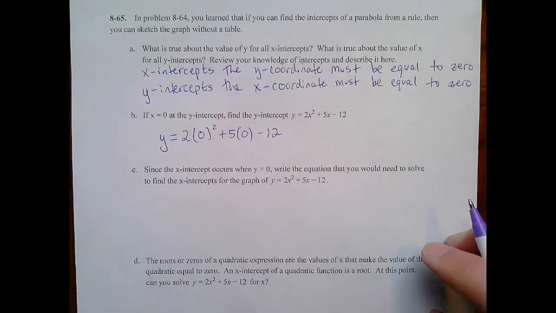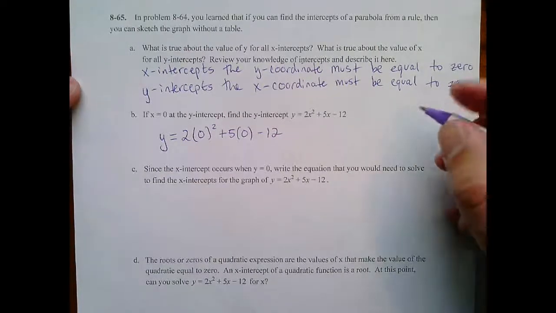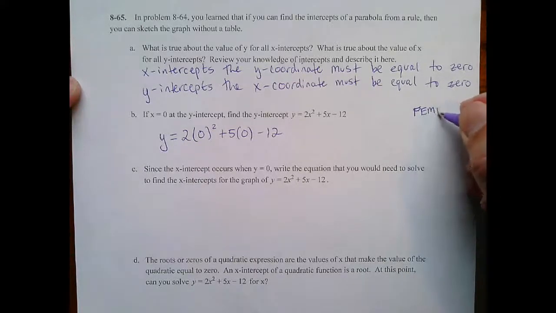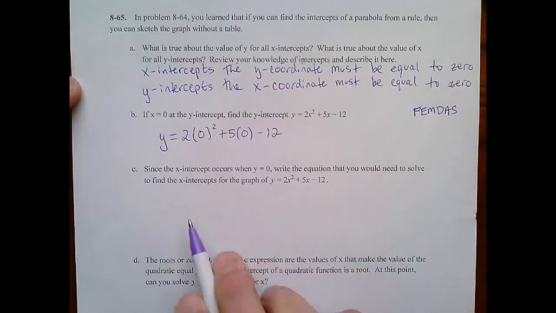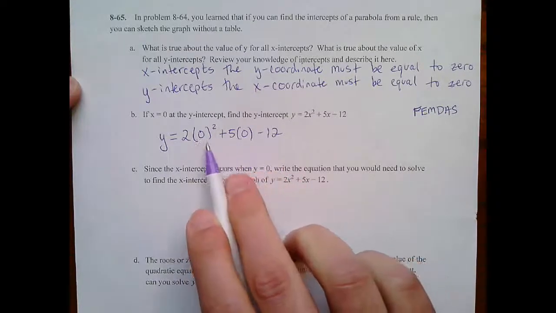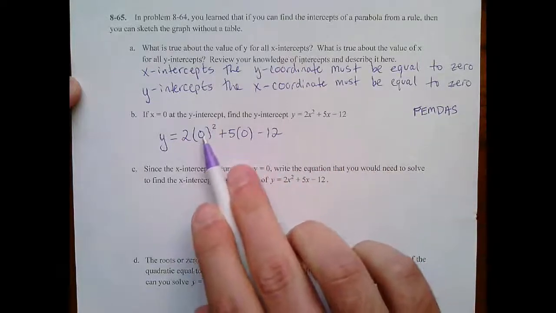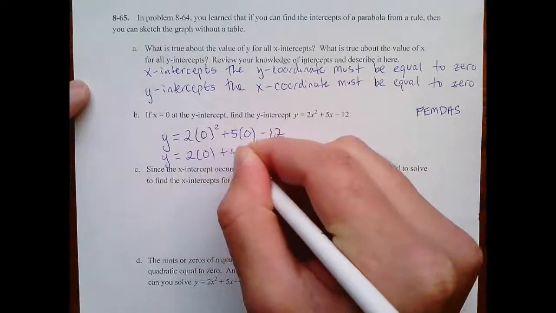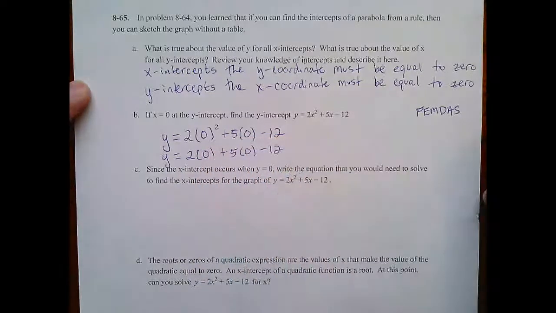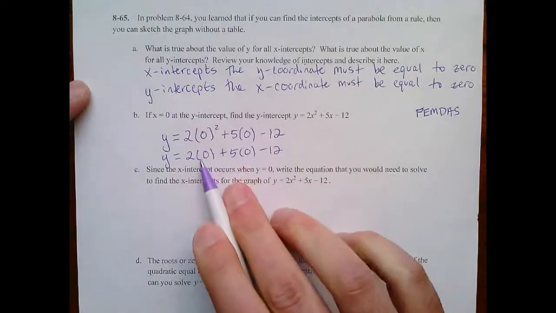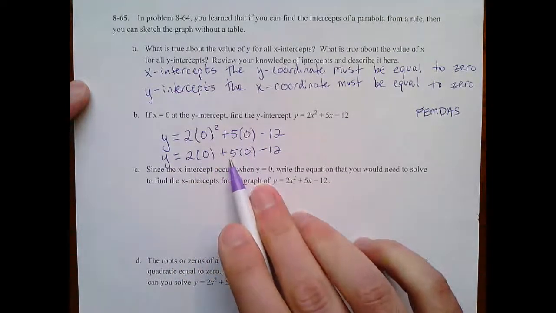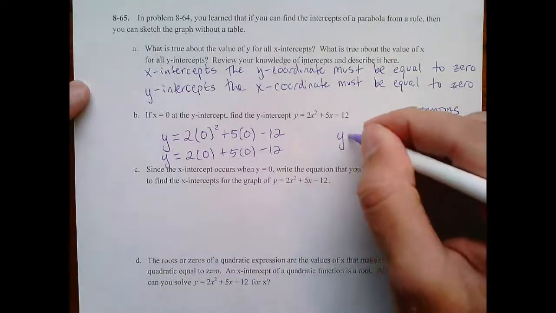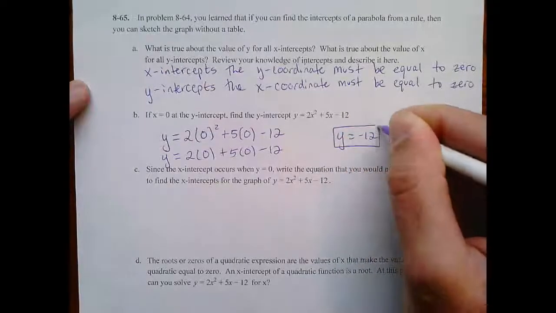All right, well, let's just go down the line. We know in the order of operations, PEMDAS, that we should do parentheses, exponents, multiplication, division, and then adding and subtracting. Parentheses-wise, there's nothing left to do, but I do see some exponents. I have 0 squared. So I could write this as y = 2 times 0 squared, which is still 0, plus 5 times 0, minus 12. Now let's handle the multiplication. 2 times 0 is 0, plus 5 times 0 is 0, minus 12. 0 plus 0 minus 12 is negative 12. So in this case, y = -12.